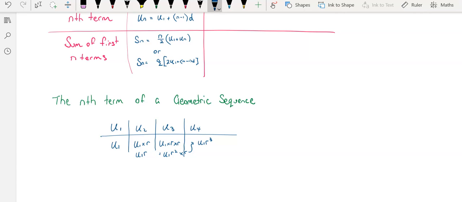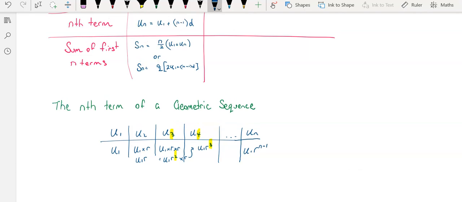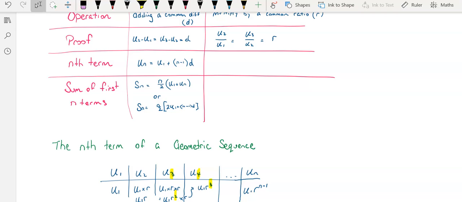So if we extend this all the way out, dot dot dot, to the nth term, then what do we got? Well, we've got u1r to the something. Let's have a look at what this r to the something is going to be. The fourth term had a power of 3 for r. The third term had a power of 2. So our nth term is going to have a power of n minus 1. That's a similar result to the arithmetic sequence. So here we have our nth term of a geometric sequence, which is u1r to the n minus 1.